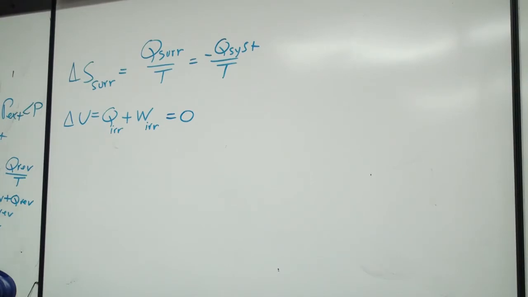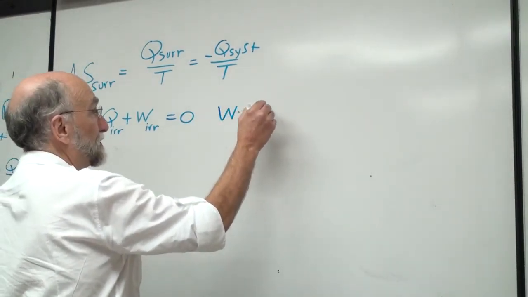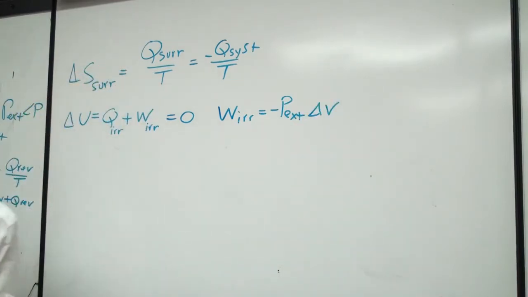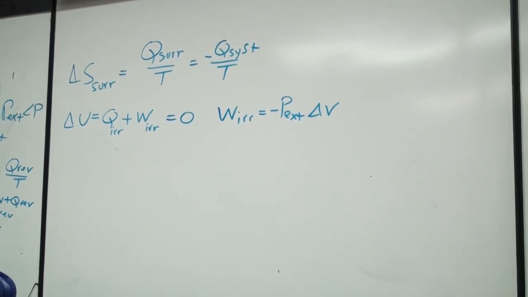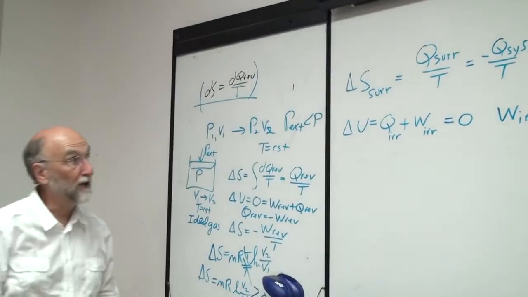Okay. What's W irreversible? W irreversible is simply equal to minus P external delta V. That's the work the system does, minus P delta V, but the actual work is minus P external delta V. As I said yesterday, if there's no external pressure, there's no work done. So it's minus P external delta V.